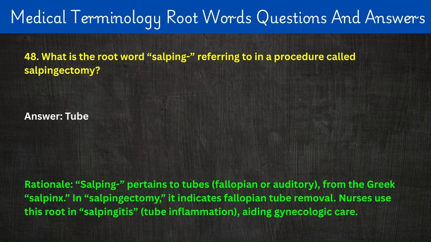48. What is the root word salping- referring to in a procedure called salpingectomy? Answer: tube. Rationale: Salping- pertains to tubes, fallopian or auditory, from the Greek salpinx. In salpingectomy, it indicates fallopian tube removal. Nurses use this root in salpingitis, tube inflammation, aiding gynecologic care.